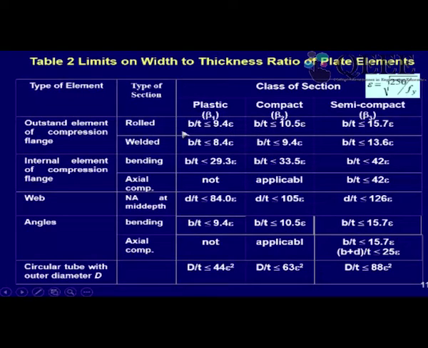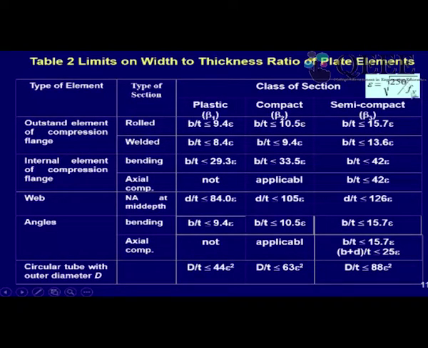They are given in the code, in Table 2 of IS 800. By the way, it will be helpful for you if you bring the code from tomorrow, if you have not brought it now. But Table 2, this is only an extract from the table, gives you the plastic, compact, semi-compact, beta 1, beta 2, beta 3 limits that have to be used.